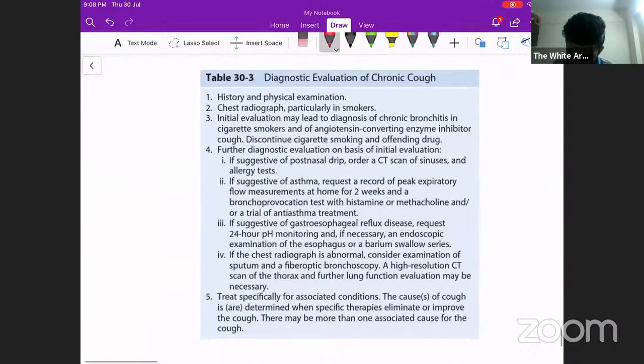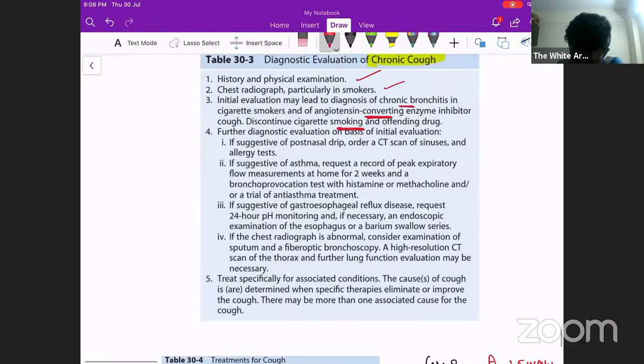Similarly, again, diagnostic evaluation of chronic cough, the same thing is being mentioned. History and examination, chest radiography. Particularly in case of smokers, initial evaluation may lead to a diagnosis of chronic bronchitis in cigarette smokers, or ACE inhibitors, which is very important. Discontinue the things and try. If it still doesn't work, then go ahead and do further diagnostic evaluation.